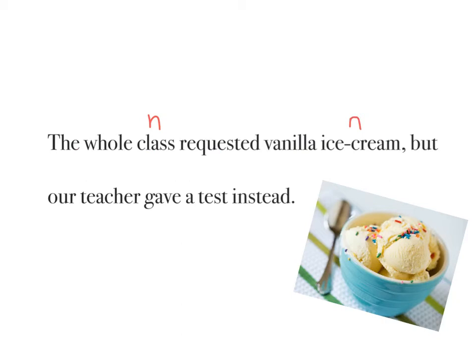Okay, ask yourself, is this first half of the sentence about the class, or is it about ice cream? Well, it's about the class. They requested ice cream, but who requested it? The class requested it. It's about what they're doing.